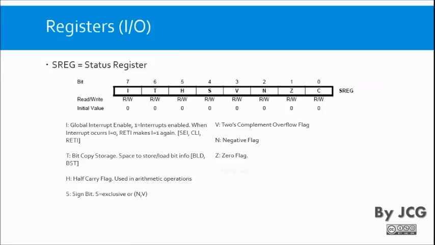Next we have the zero flag. This is the easiest flag to understand. The Z flag tells us if a number is 0. If a number is 0, the Z flag is 1. If a number is different than 0, then the Z flag is going to be 0.